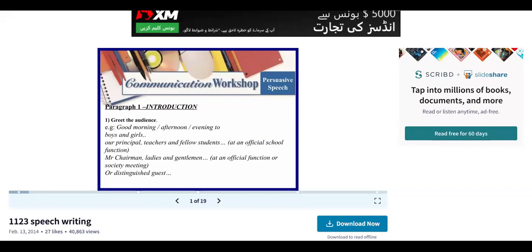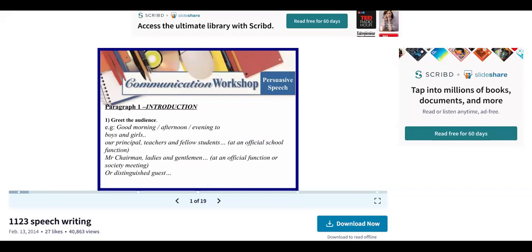So looking at what speeches are, the first thing that you need to know is that it always has five paragraphs, ideally five paragraphs. The first one is always your introduction.